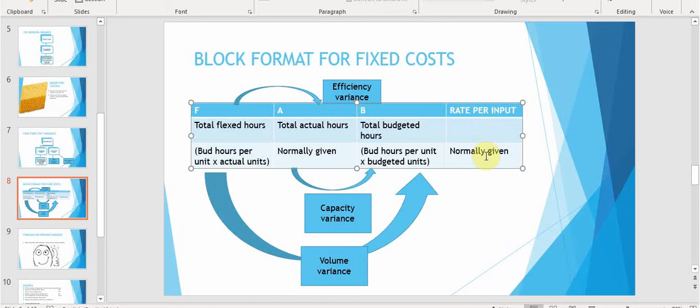is also normally given. So the difference between your actual hours and your budgeted hours will give you the capacity variance. The difference between your flexed and actual hours will give you your efficiency variance, and the difference between your flexed hours and your budgeted hours will give you your volume variance. Again, this will sound very abstract, but we have an example that we're going to look at.